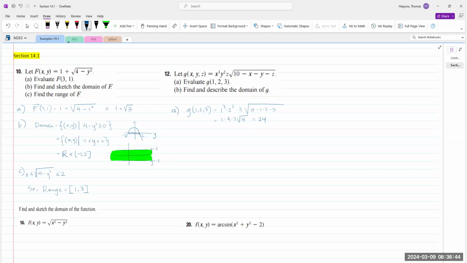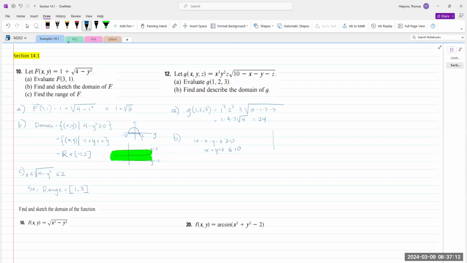Now part B, what is the domain of g? Of course, under the square root, we need 10 minus x minus y minus z to be at least 0. In other words, x plus y plus z will be less than or equal to 10. So it's a plane, right? The boundary is a plane.